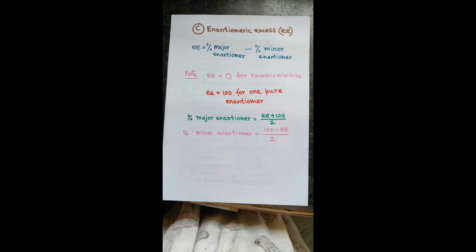Let us come to the third formula, enantiomeric excess. Enantiomeric excess is abbreviated as EE. The formula: EE is equal to percentage of major enantiomer minus percentage of minor enantiomer. And point to be noted that enantiomeric excess is equal to 0 for racemic mixture, and enantiomeric excess is equal to 100 for one pure enantiomer. And in extension of this formula, we can calculate the percentage of major enantiomer is equal to (enantiomeric excess plus 100) divided by 2, and the percentage of minor enantiomer is equal to (100 minus enantiomeric excess) by 2.